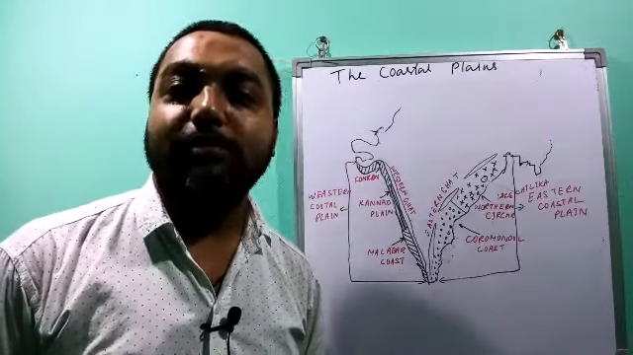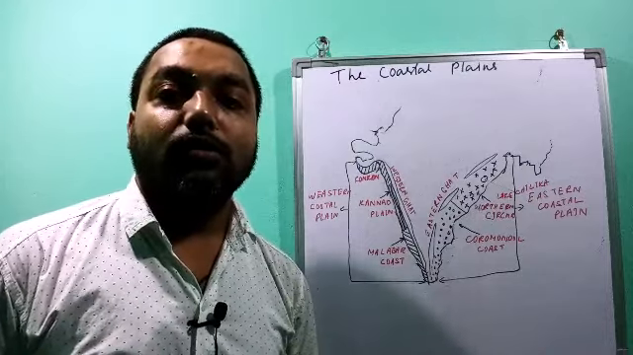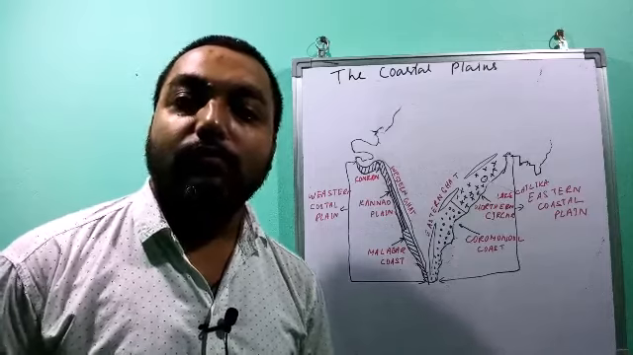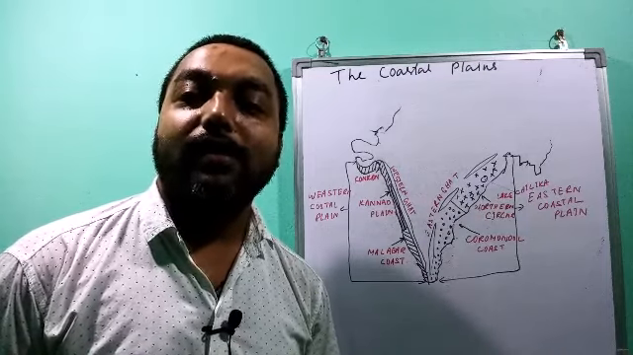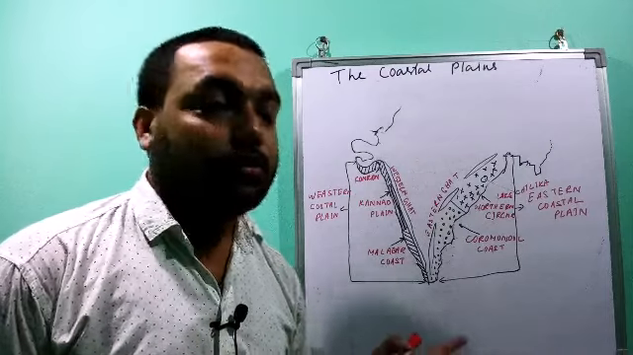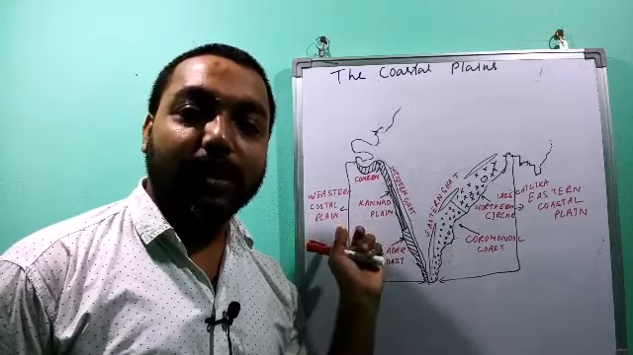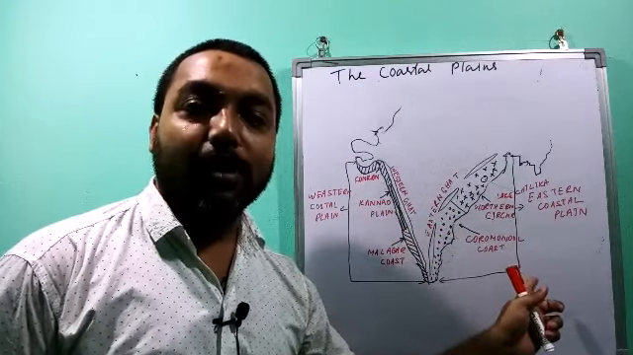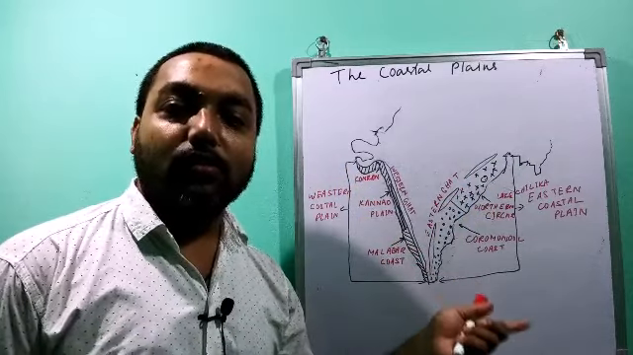Let us come to the next physical feature, that is the coastal plain. When you use the word coastal, it means the area near the sea or an ocean. On both sides of India there are two seas, this side the Arabian Sea and this side the Bay of Bengal. The area near both these seas is known as coastal plain.